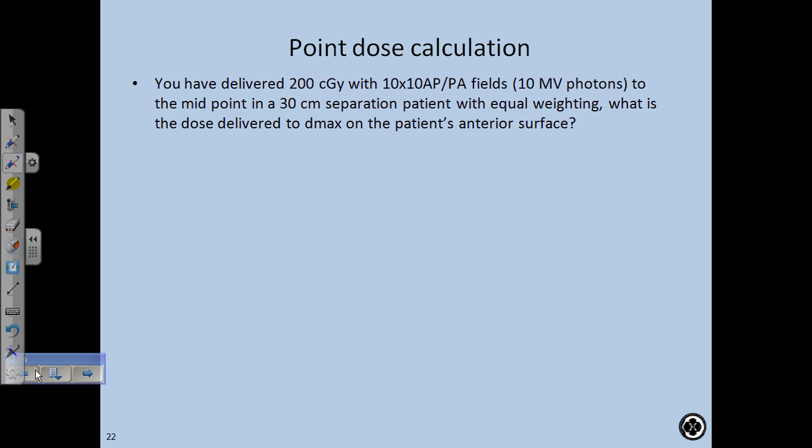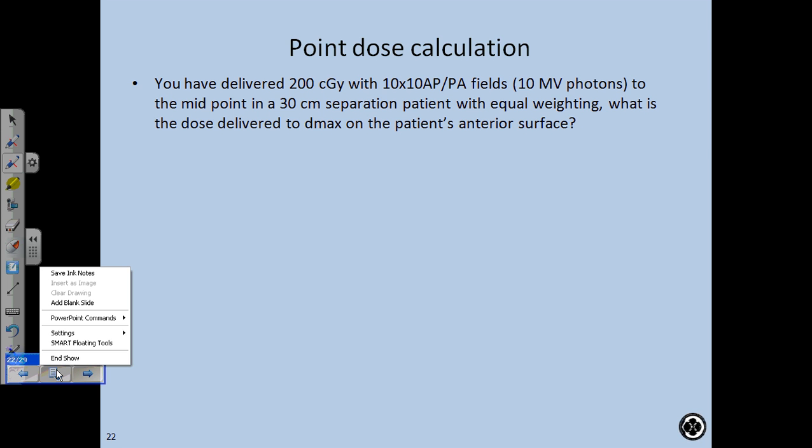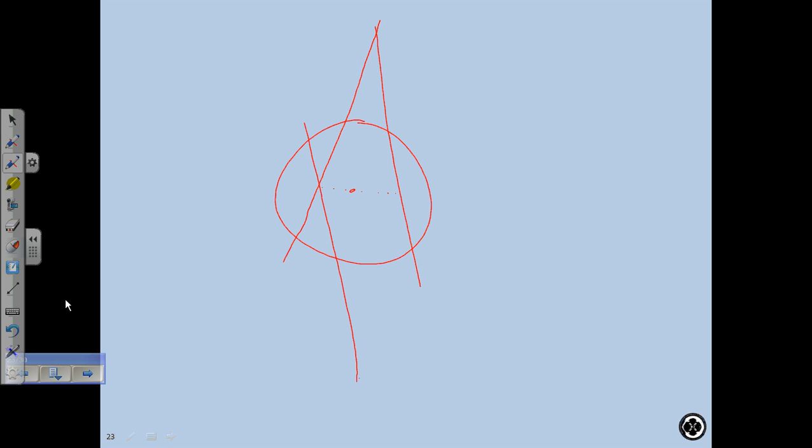Well, let's try it. Maybe I'll do another slide here. Round patient. AP field. Isocenter. PA field. Okay, we know this is 200. We know this is 15 cm.